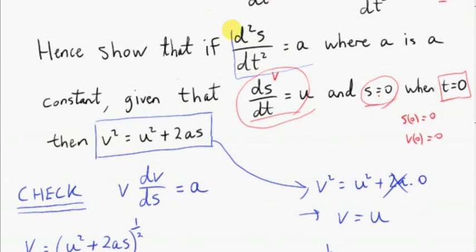Now the solution of this one is covered in the previous video. That involves integrating the right hand side twice, and you know what we get? We get s equals ut plus a half at squared. So we wanted to find a function whose second derivative is a, and subject to these boundary conditions. So when t is naught, we want s to be naught.